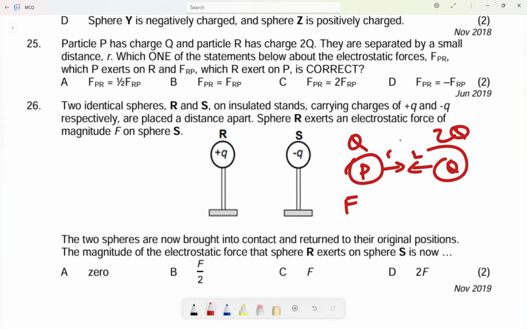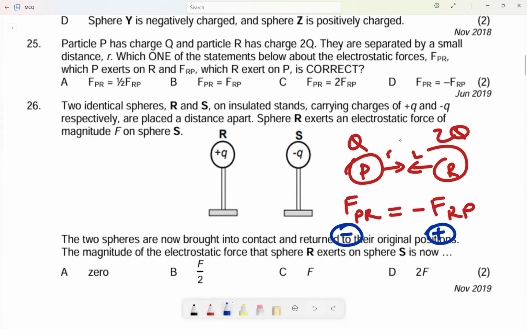Meaning the force P, oh, this is not Q, it is R. Force P on R, which is the force P on right. So the force that P exerts on R is towards the left, then it will equal the negative of force R on P, or vice versa. Or you can say this one is negative, this one is positive, as long as they do not have the same sign.